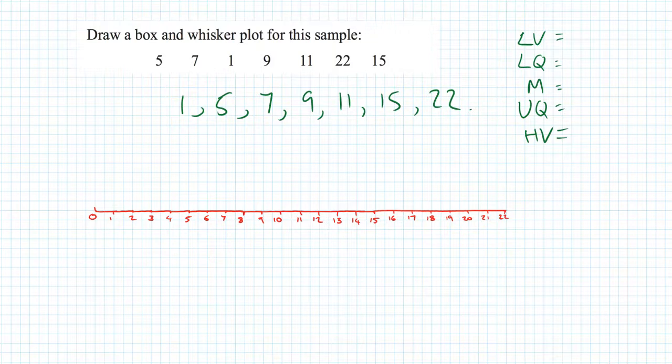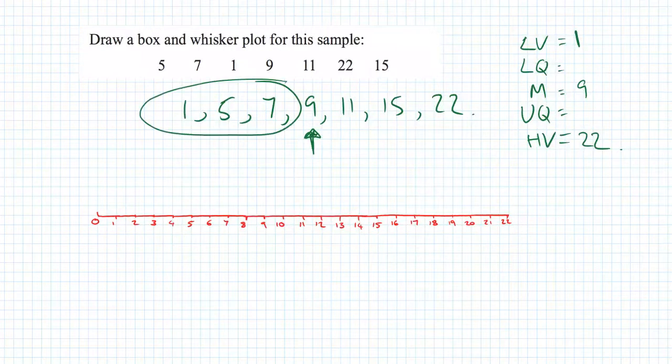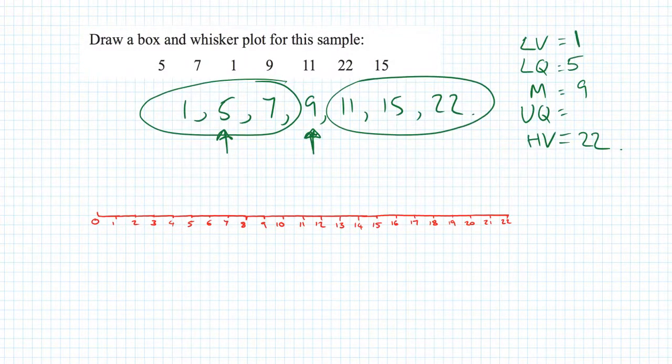Okay, well, let's do the easy ones first. The lowest value is 1, and the highest value is 22. The median is in the middle, so if I've got 7 pieces of data, that means that 9 is in the middle. Now, to find the lower quartile, we defined it to be in that lower half of data, the middle of that one. So we'll say that the lower quartile is 5, and then we'll say that the upper quartile is 15 for this data set, okay?